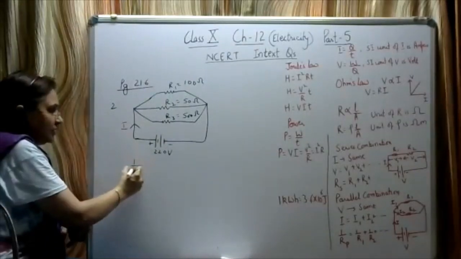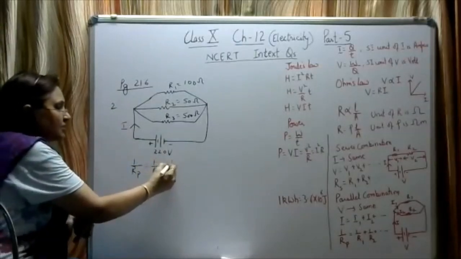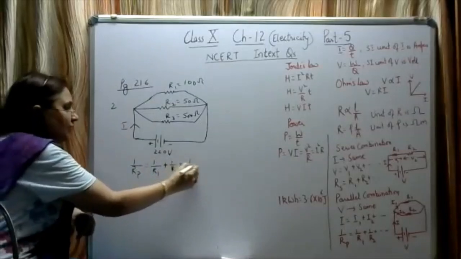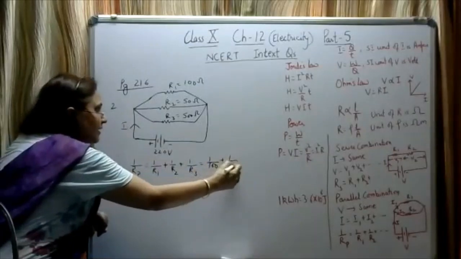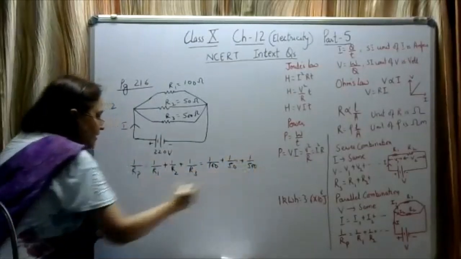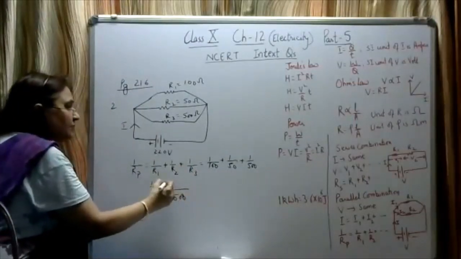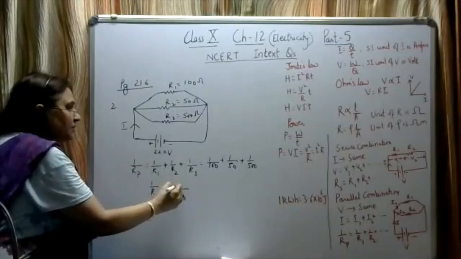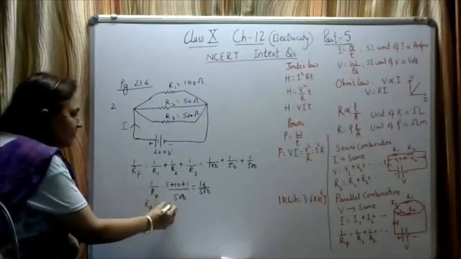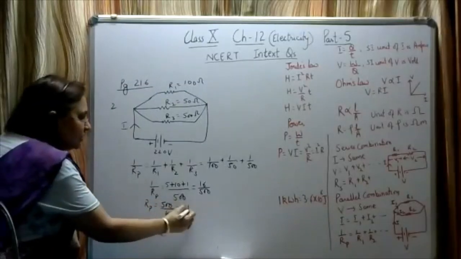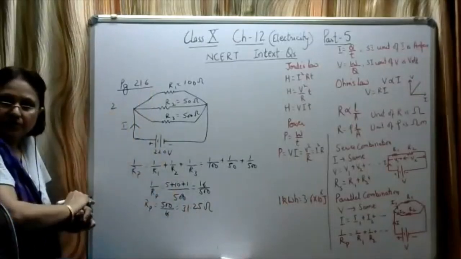So let us find out the equivalent resistance. As you can see, all three are connected in parallel. The equivalent resistance: 1 upon Rp is equal to 1 upon R1 plus 1 upon R2 plus 1 by R3, that is 1 by 100 plus 1 by 50 plus 1 upon 500. So 1 upon Rp is equal to, 500 is the LCM. So Rp is equal to 500 upon 16, which is equal to 31.25 ohms. So this is the equivalent resistance of these three appliances.